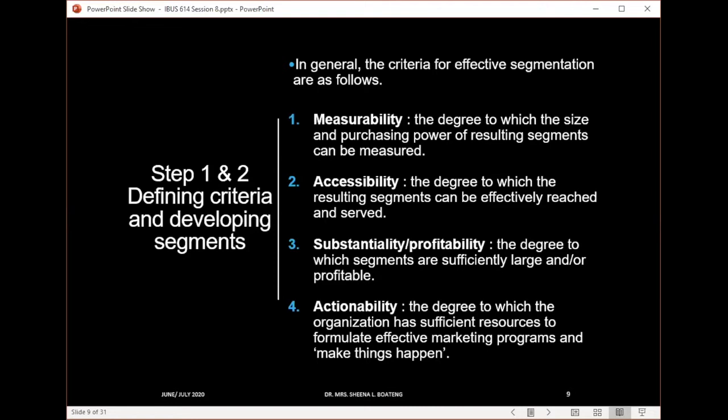And then lastly, we can talk about actionability. We may have the first three in place. However, the actionability of this segment, which refers to the degree to which the organization has sufficient resources to formulate effective marketing programs and make things happen, may be lacking. So sometimes the finance and accounting people may disagree with the marketing people, not because they do not believe the ideas are good enough, but because of the scale on which the marketing people want to go at it. The finance and accounting people do not believe that the resources they have are enough to do that.